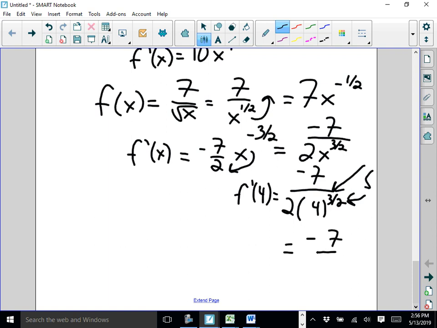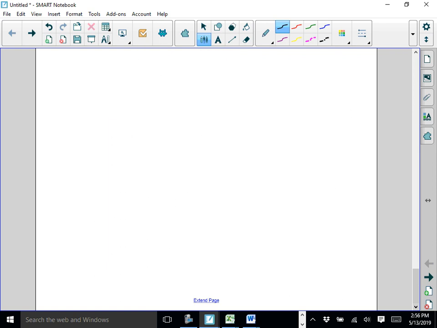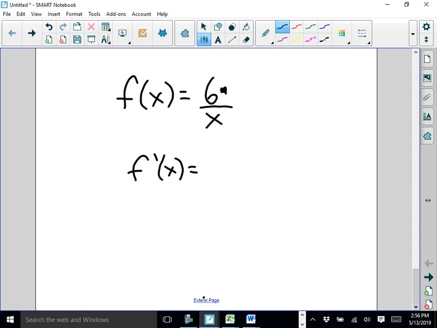Okay? How about this? F of x equals 6 over x. Find f prime of x. Well, the first thing I want to do is put this in ax to the n form. This x is to the first power. When I move it up, I get 6x to the negative 1. So when I do my derivative, I get negative 6x to the negative 2, or negative 6 over x squared. This is going to be a better way to evaluate that.